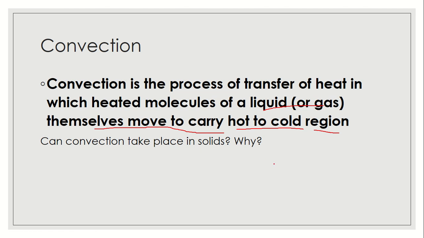There's a simple reason why convection cannot take place in solids. This is because the molecules of solids are tightly packed. But if we compare to liquid or gas, they are loosely packed, and in gases, they are not at all bound to each other. So obviously they themselves move to carry heat, right? It would be easy for liquids or gases to move to carry heat from hot to cold region, but they are tightly packed in solids, so it's not possible to have convection in solids.